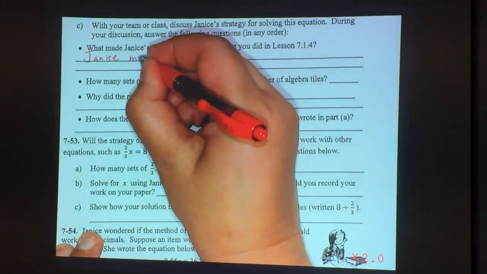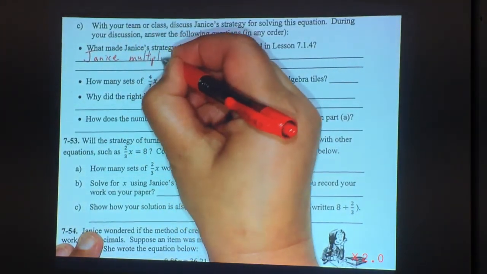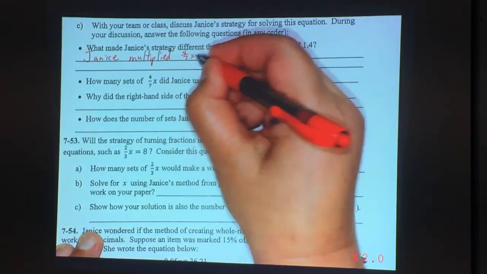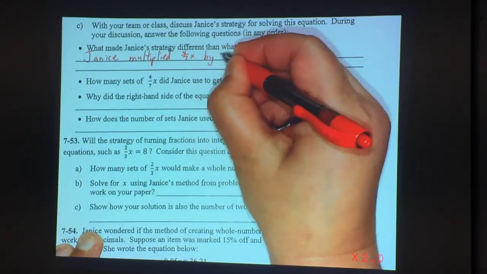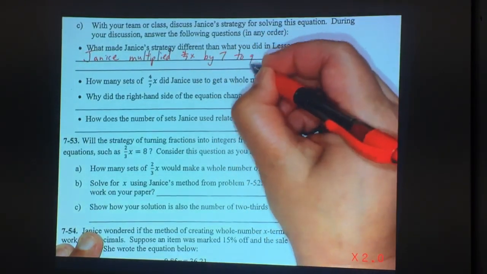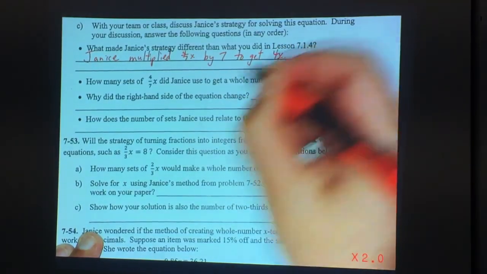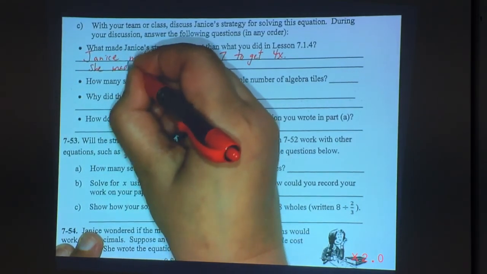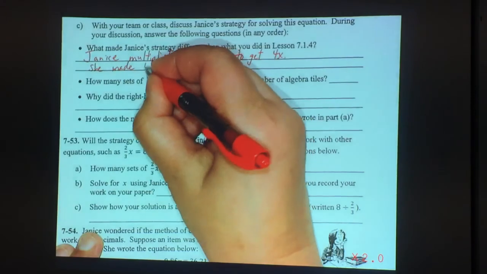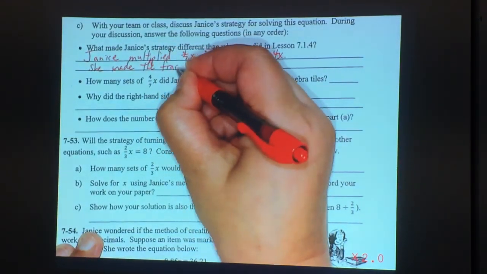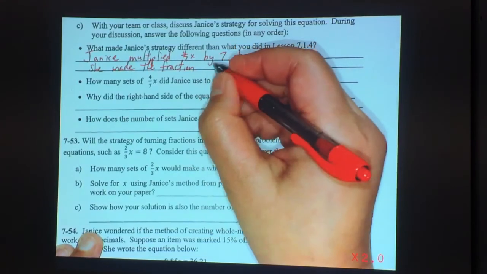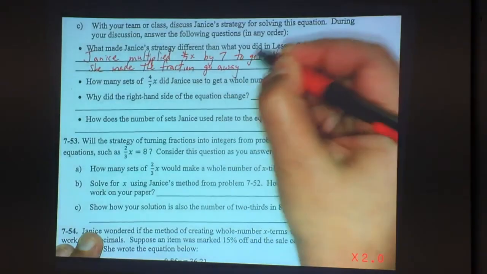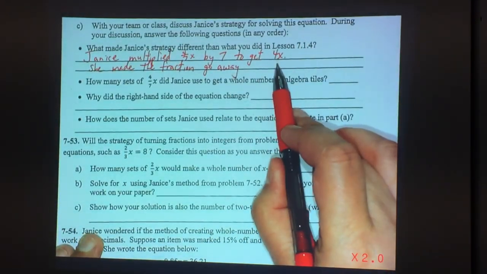Janice multiplied 4/7 x by 7 to get 4x. And she did that because she made the fraction go away. Because before it was 4 7ths x and now it's just 4x.